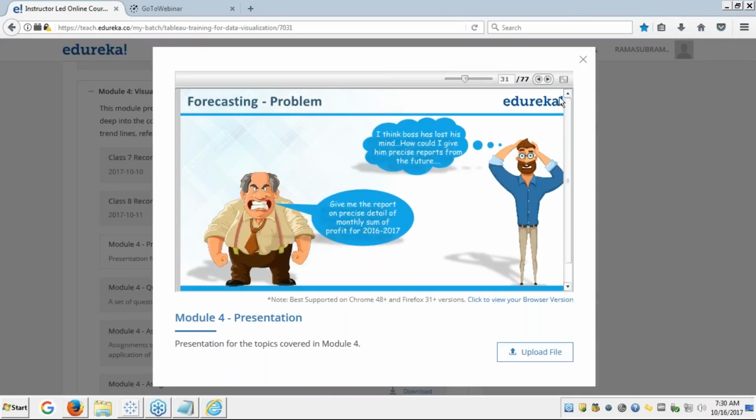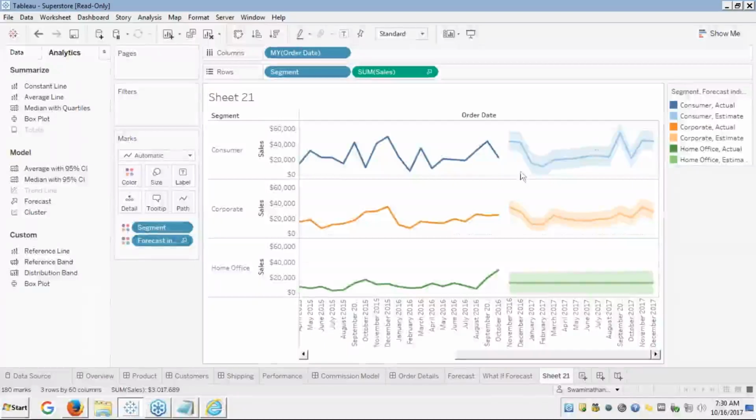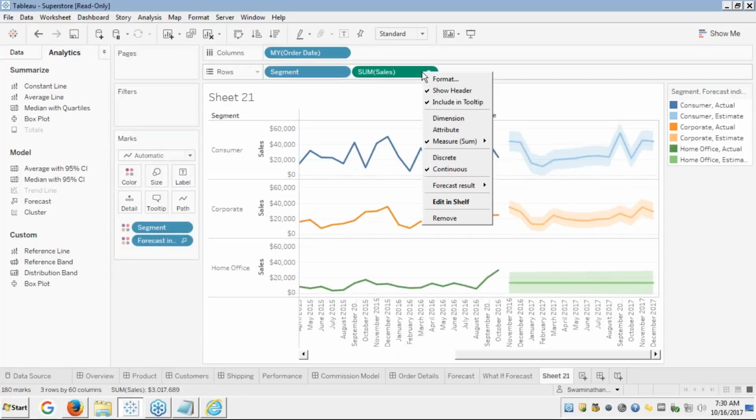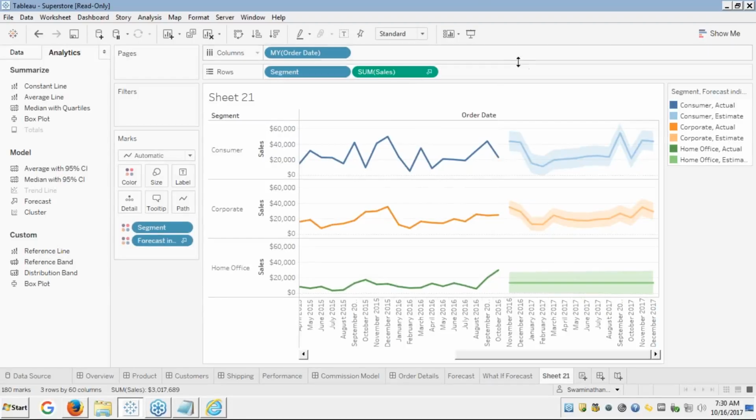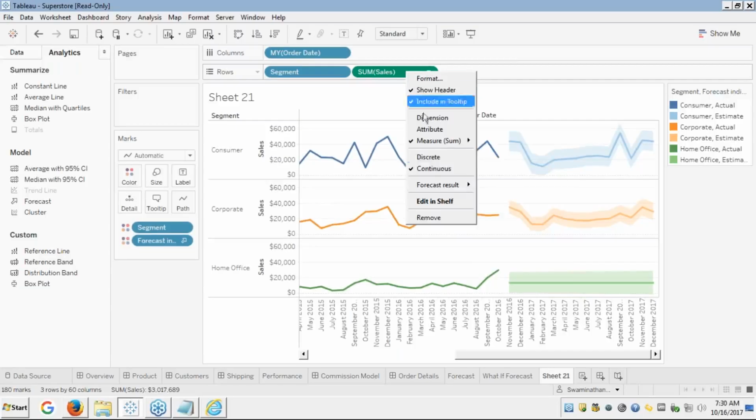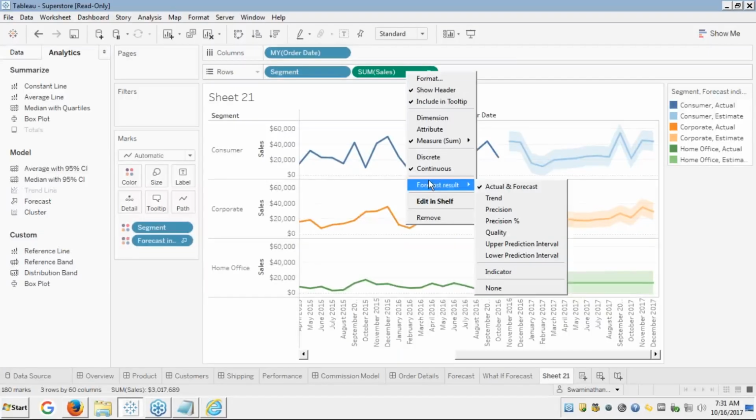Okay, Manikandan is saying forecast is coming out with a value for upper and a lower value. Can I choose my upper and a lower value? Exactly, Manikandan. You can do that. So that is what this question is also about. If I'm right clicking this field, sum of sales, can you all see this? I'm right clicking here and there is something called forecast result.